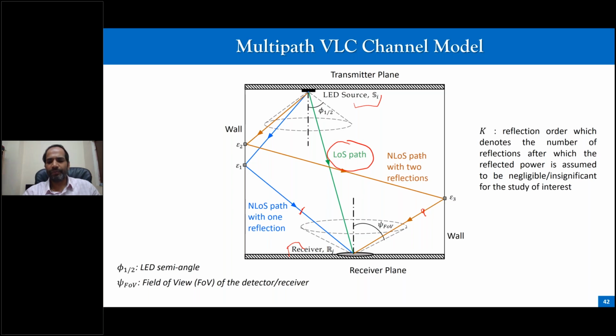That's the first question. The second question is, what we have seen, the performance depends upon this LED semi-angle. So this cone in which the LED transmits can be characterized by its semi-angle. This is an important metric. So we have seen that this LED semi-angle decides upon this cone.